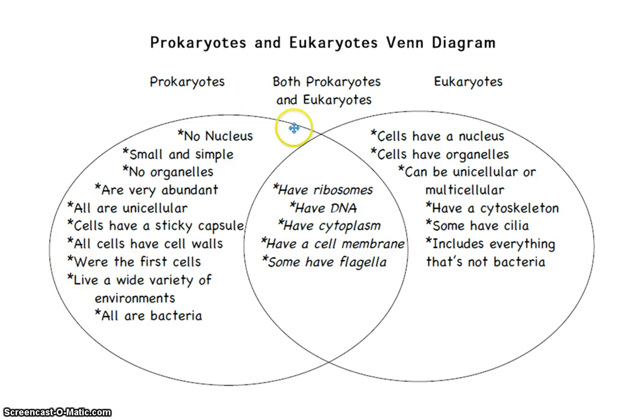Now, if we look at the eukaryotic, or the more developed, more complex cells, they do have a nucleus. They have organelles, so we're going to talk about mitochondria and chloroplasts. They can be unicellular or multicellular. They have a cytoskeleton, so they have a structure of microtubules and microfilaments that give them some shape. Some have cilia, and basically it includes everything that's not bacteria. So it's a wide-ranging family of cells.